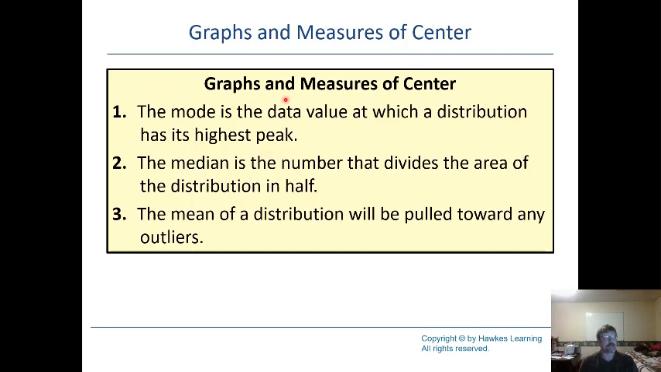If you think about these in terms of where they are on a graph of the distribution, the mode is the data value at the peak, or peaks. There can be multiple peaks in a distribution, possibly. The median is where the area is divided in half, and the mean gets pulled towards any outliers.